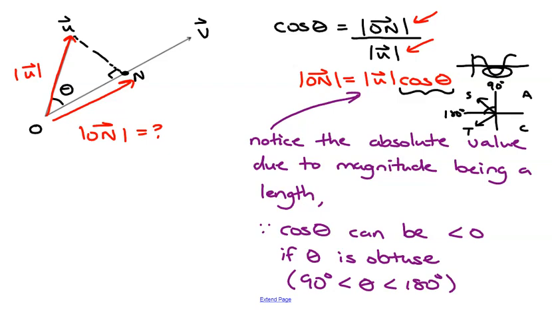Anywhere in that quadrant, if theta is within 90 degrees to 180, unfortunately, this is going to be a negative number, minus the negative number. And that could create a negative magnitude for ON. That means that we have to compensate for that by making sure that we use absolute value symbols for everything. Magnitude is a length, which means that it should be positive.